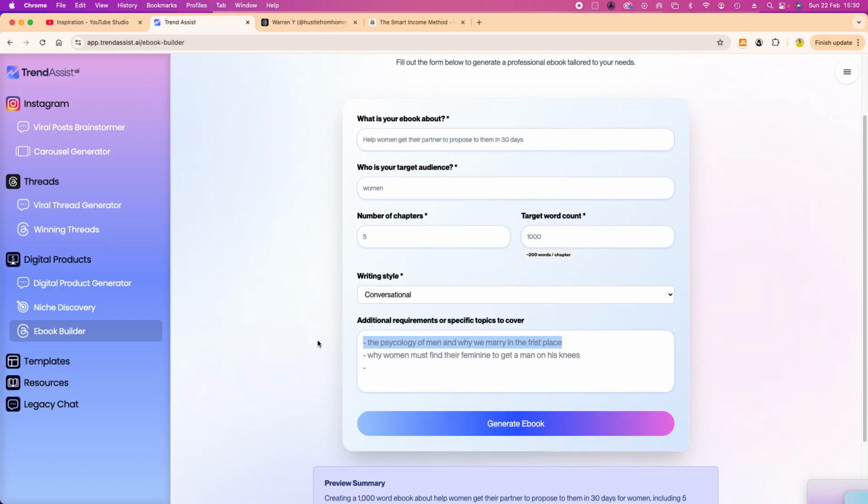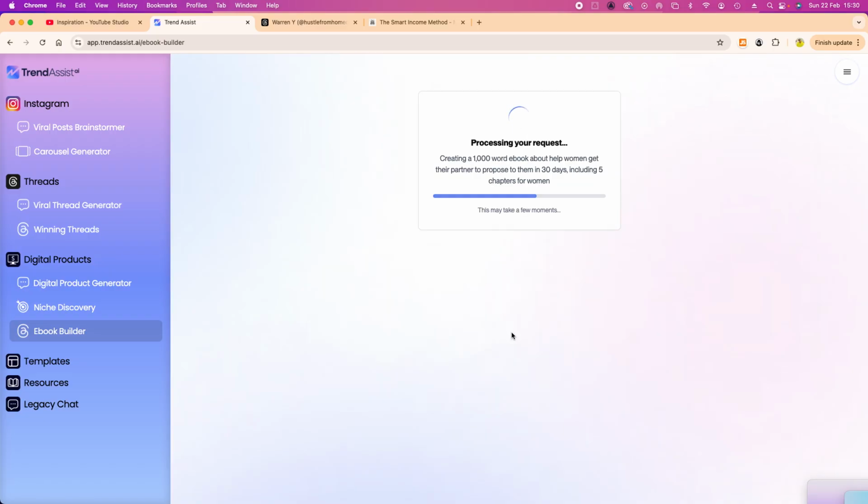I'm spelling stuff wrong, but it's cool. Also, the physicality of the physical side of why men avoid and fear marriage, right? So let's see.